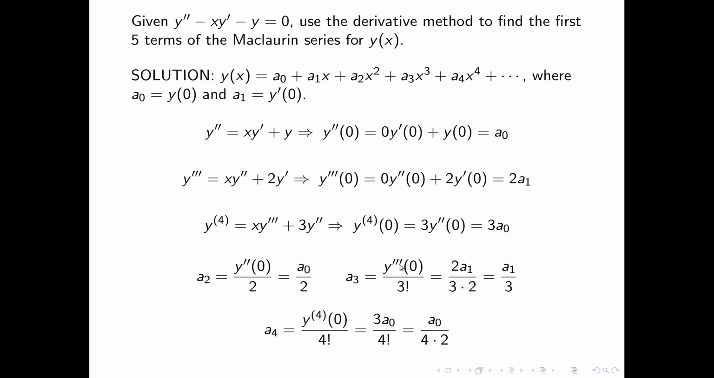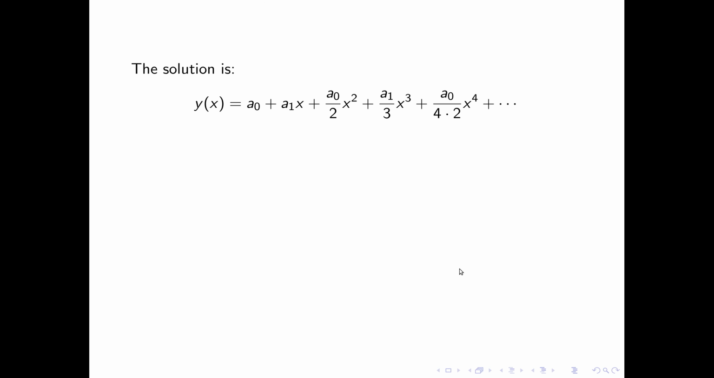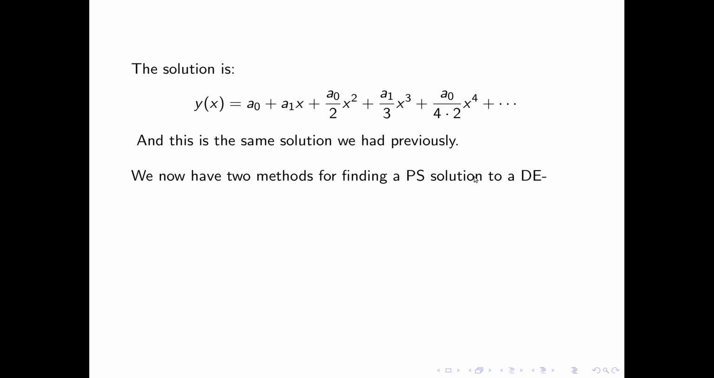Okay, and so now that we found all these coefficients, we can plug them all in and write down the solution. Very good. And notice that now the solution does look like the solution that we had before, except I factored out the A0 and the A1 before. Okay, good. So this is the same solution that we had, and so now we have 2 methods for finding a power series solution to a differential equation.